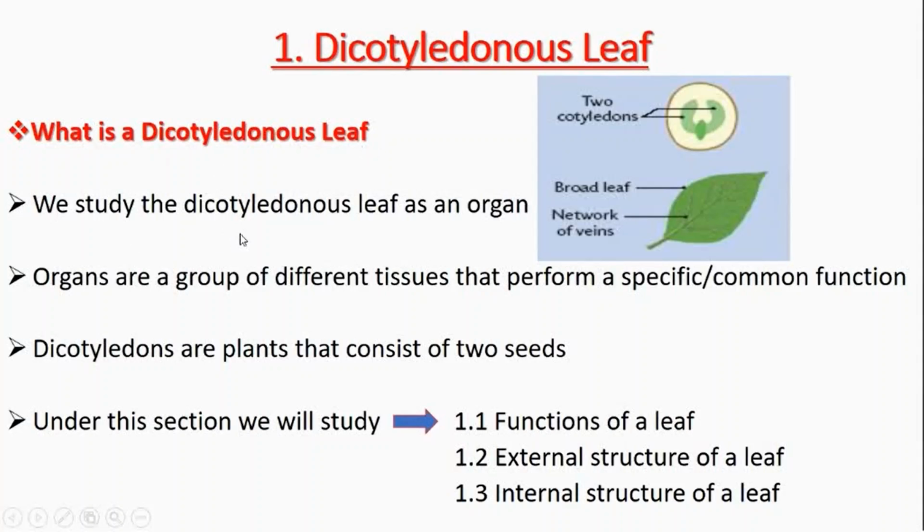We'll be studying the dicotyledonous leaf as an organ. Organs are groups of different tissues that perform a specific or a common function. Dicotyledons are plants that consist of two seeds. In this section, we'll be looking at the function of a leaf, the external leaf, and then we'll look at the internal.